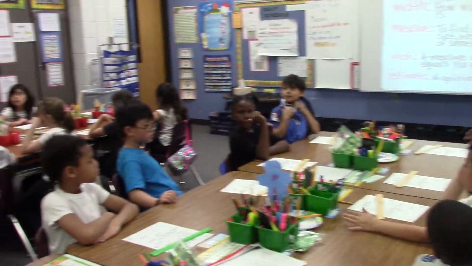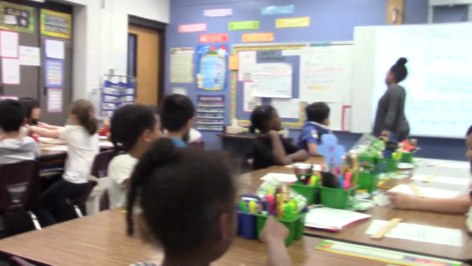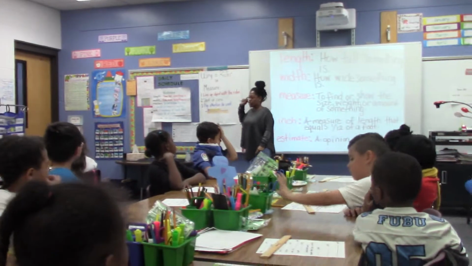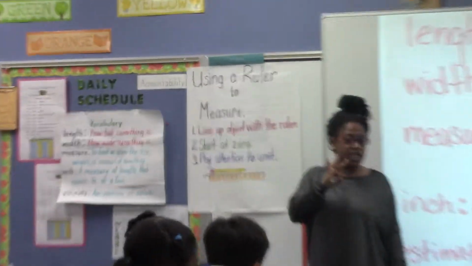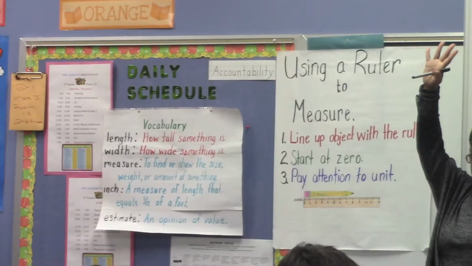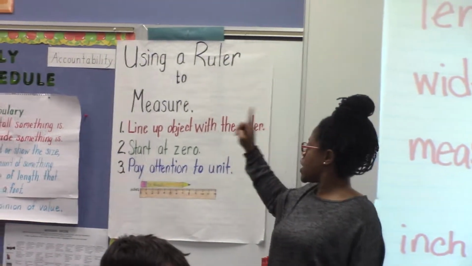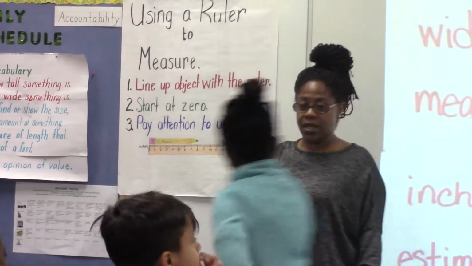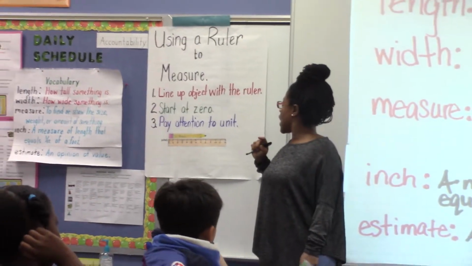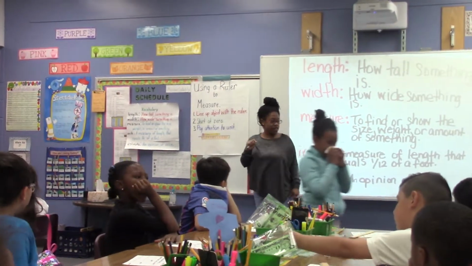Okay, so let me feast your eyes on my anchor chart. When measuring, these are 3 key steps that we need to do when we are measuring. I need all eyes. Number 1, we must line up our object with the ruler.